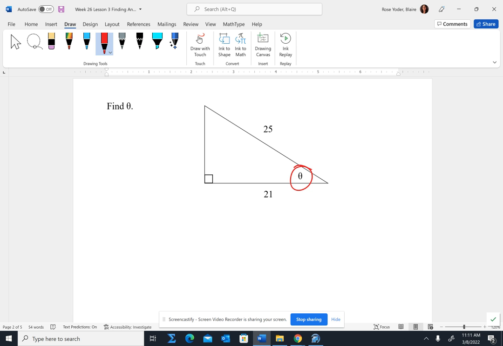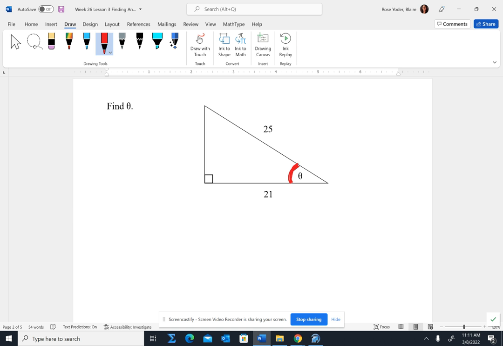So the main difference between what you're asked for in this one and what we were doing earlier in the unit is that I was giving you an angle and asking you for side lengths. Now I'm giving you side lengths and I'm asking you for an angle. So let's look at this theta. Let's put an arc on that angle, and let's label which sides we have.